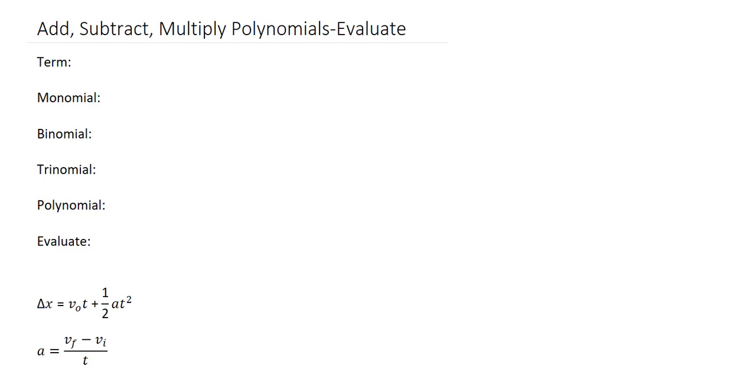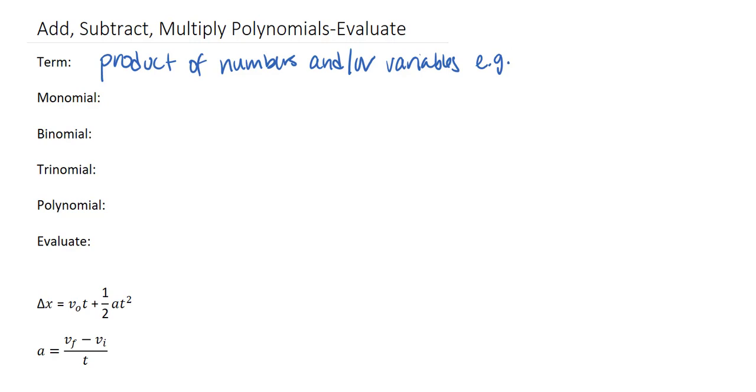Add, subtract, and multiply polynomials. Evaluate. So let's go over a lot of terms before we begin. The word term actually means the product of numbers and/or variables. So examples would be like xy or 5ab or just -6. Those are all different terms. Each one would be one.